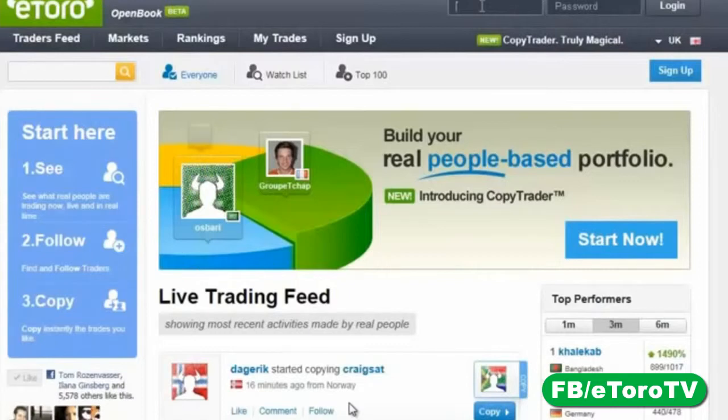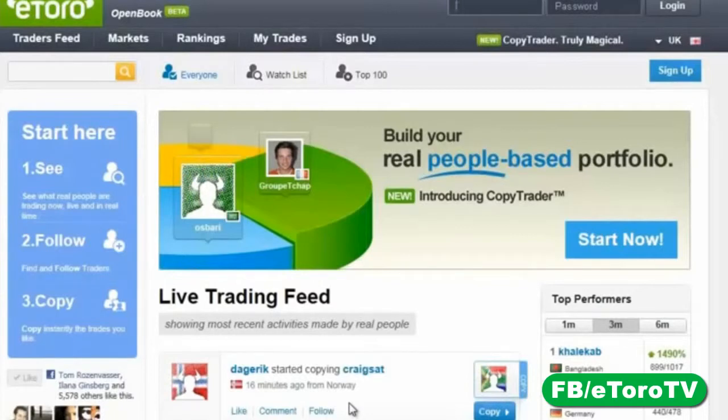Okay, so let's see how this works. To the left, you can see the basis for open book trading. It says see, follow, and copy. What do we mean? See what real people are trading now, live and in real time. Follow, find and follow traders. Copy instantly the trades and traders that you like.